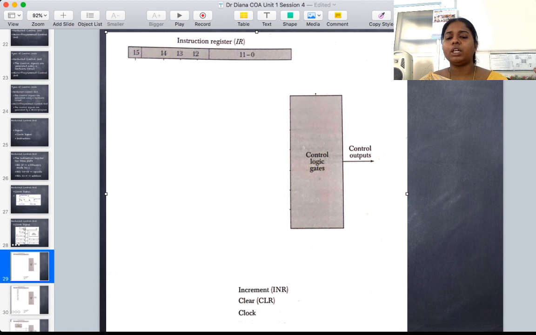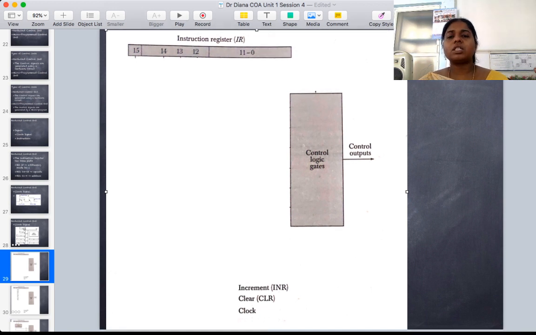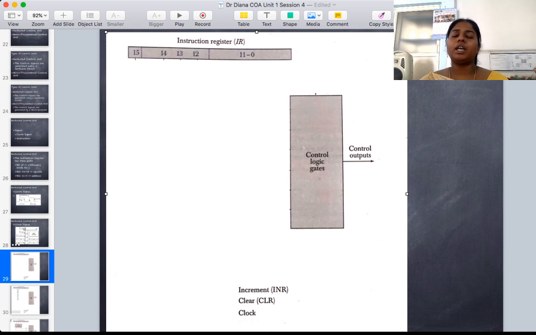We will decide what to do with the clear and the increment also. I'll tell you what they mean. So the only inputs that we have are the instruction register and the clock input. Based on this, I have to design a circuit that can generate control signals. Now when I look into the instruction register, we have 3 bits of instruction, which is bit 14 to bit 12.